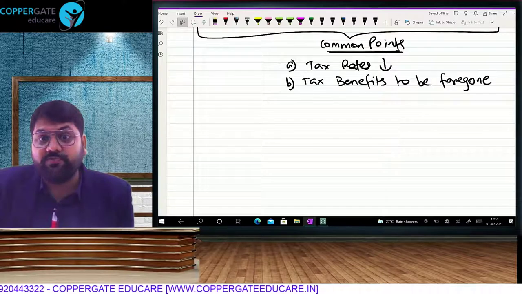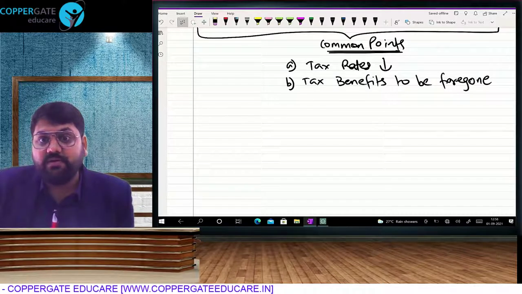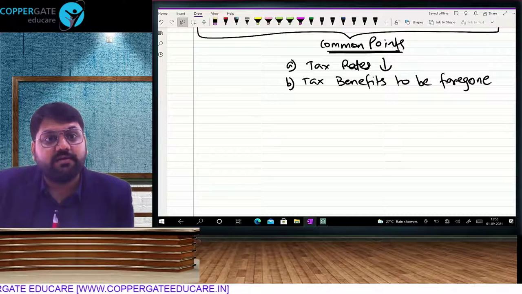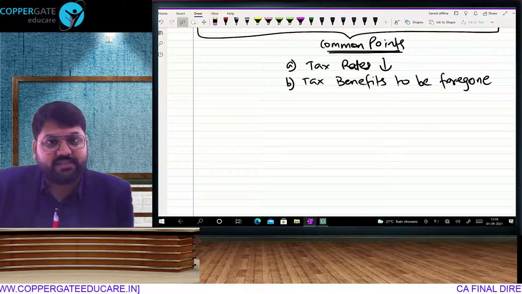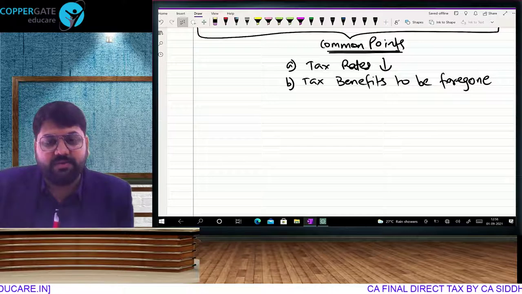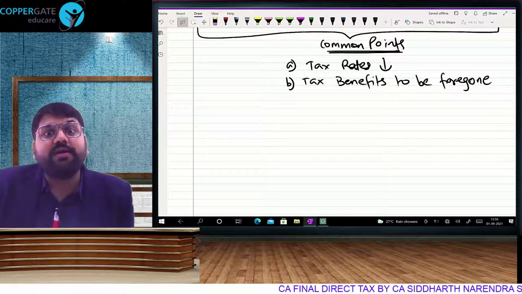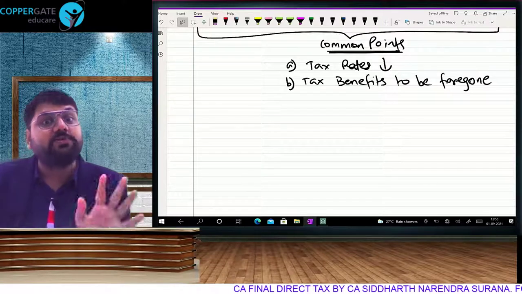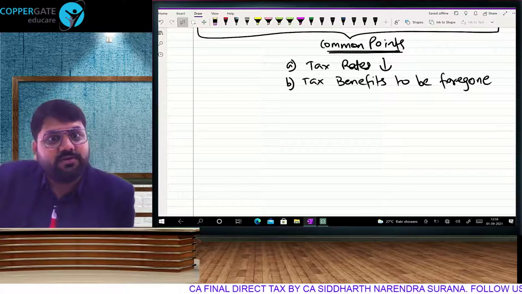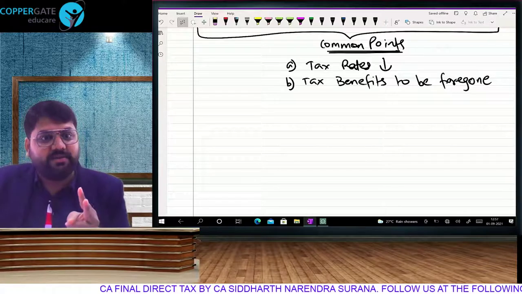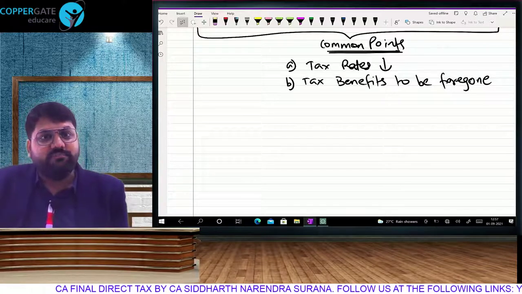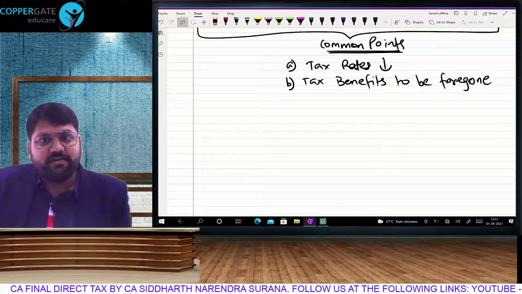The biggest catch of new regime: deduction under chapter 6A will not be available. See, scientific research or SEZ business, everybody cannot have. But deductions like life insurance premium, medical insurance premium, 80C, 80D, everyone has, no? Even a poor guy like me has. You will not get deductions of chapter 6A also. I was very happy. Wow, one more chapter reduced. So if I go by new regime, SEZ chapter deleted, deductions chapter deleted, so many sections of business profession chapter deleted. Wow.